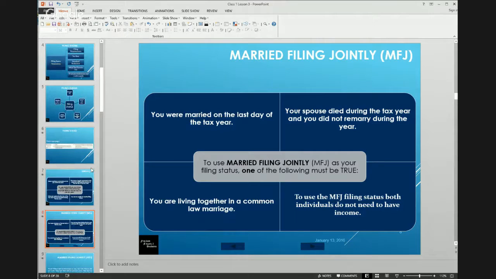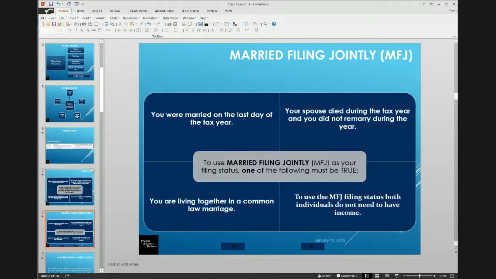Married filing jointly. In order to file married filing jointly, you must be married, and that is, you must be married on the last day of the tax year. If your spouse died during the tax year and you did not remarry during the tax year, you can still file as married filing jointly.